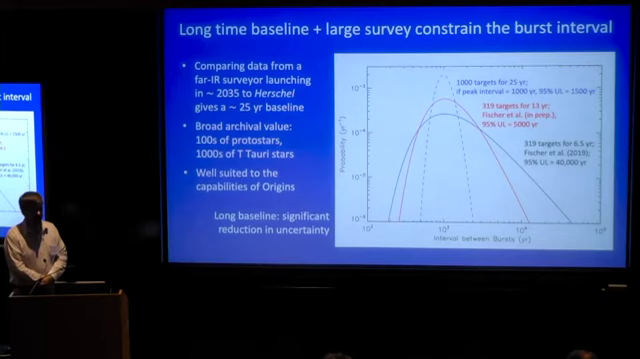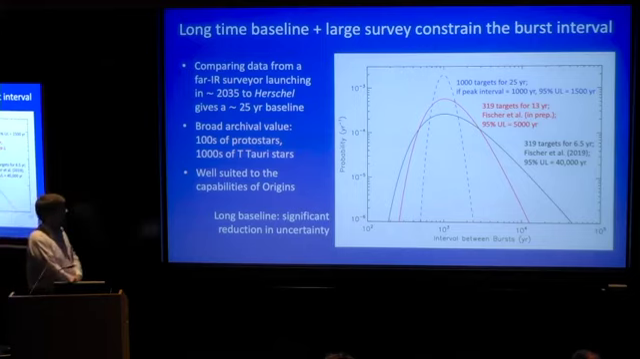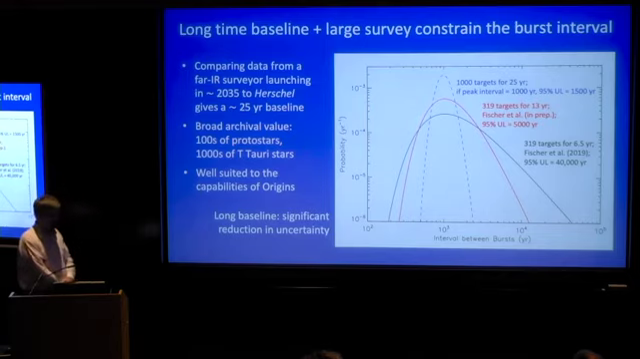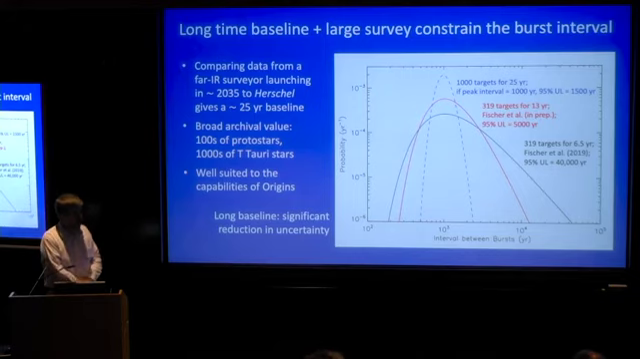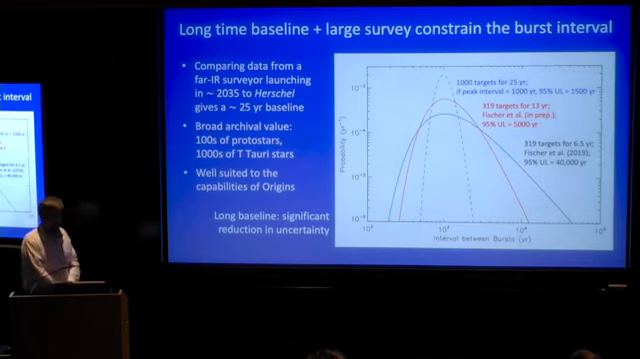So this is just a little demonstration of how these uncertainties go down if you have long baselines and large surveys. So if we have a far IR surveyor launching in 2035 and compare that to the Herschel data, that gives us a 25-year baseline. So we can really start to look at the evolution of protostars over decades. And I wanted to point out, I'm talking about photometry of hundreds of protostars here, but these fields also contain more evolved T Tauri stars. There are, roughly speaking, about 10 T Tauri stars for every protostar, so this would be a great archival data set for people that want to study the time evolution of more evolved young stars as well.